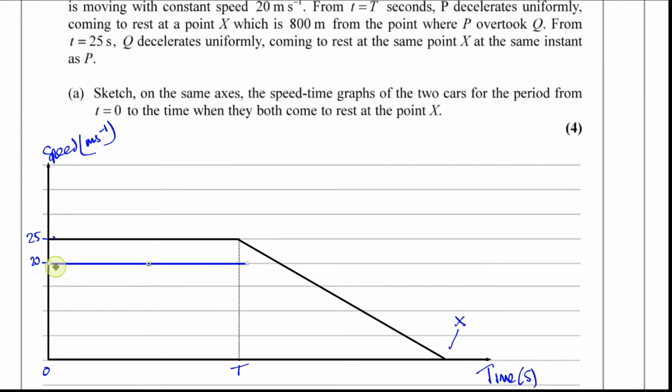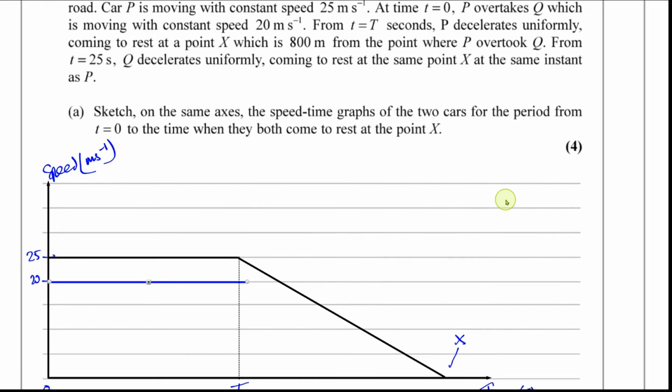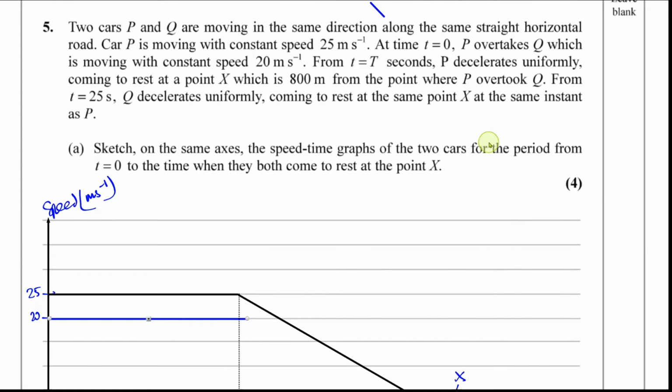This is being overtaken. And they both ended at the same place. So you can see here that P overtakes Q, which is moving with a constant speed of 20 meters per second. So P is moving at 25 meters per second, and Q is moving at 20 meters per second.